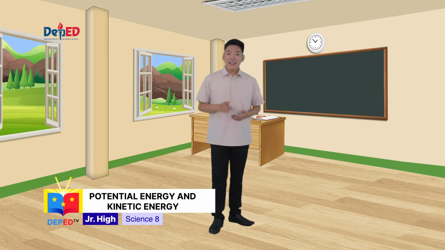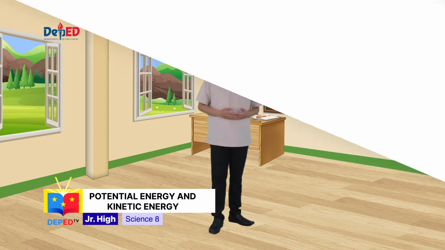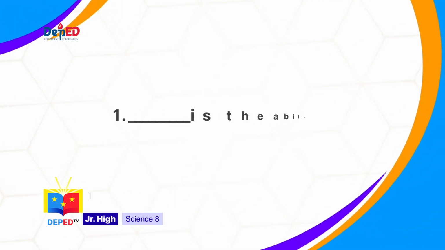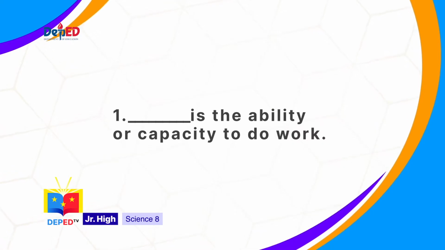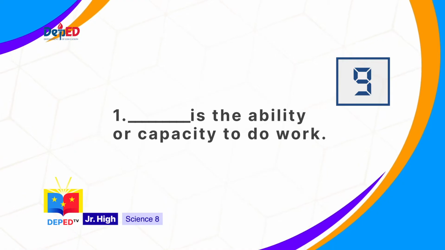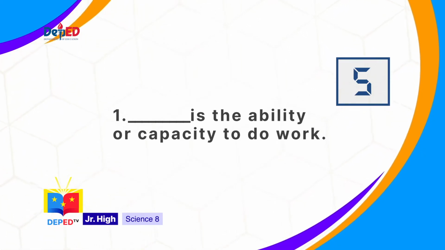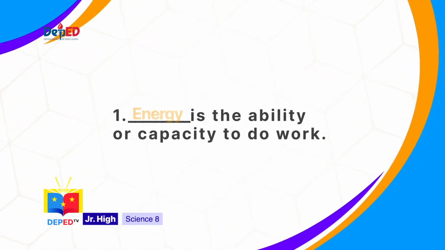Before we start, let's have a quick drill to test what you remember from last time. Answer the following questions. I know you can do this. Let's go! Blank is the capacity to do work. What is your answer? Right! Energy.